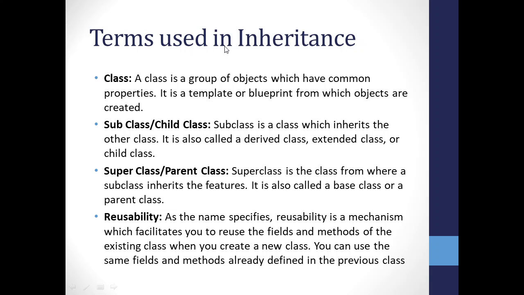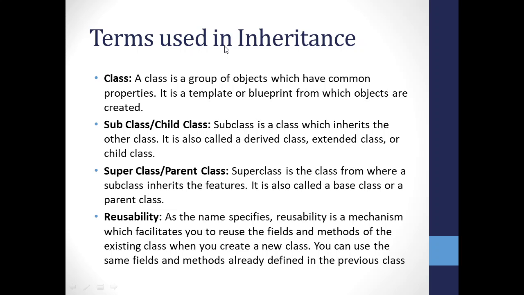A subclass is a class which inherits the other class. This is also called the child class, derived class, extended class, etc. A superclass is a class from where a subclass inherits the features. The class which is inherited by some other class is the superclass. Superclass is also known as base class or parent class.